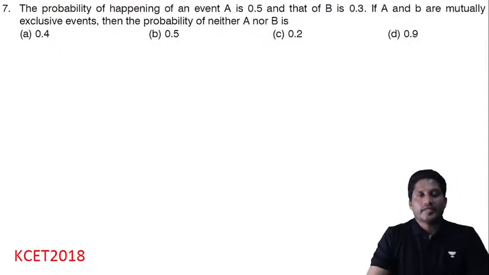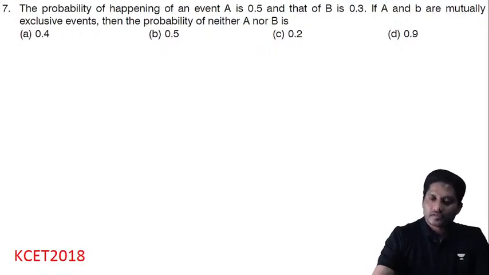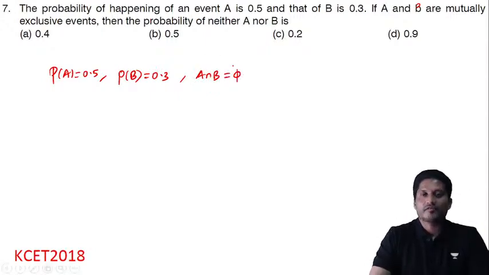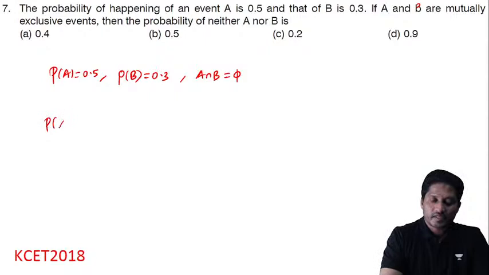The probability of happening of an event A is 0.5, that of B is 0.3. So this is capital B. Now P of A is equal to 0.5, P of B is equal to 0.3, and A and B are mutually exclusive, that is, A intersection B is a null set. Then what is the probability of neither A nor B? Neither A nor B: A bar intersection B bar is the same as (A union B) whole bar.